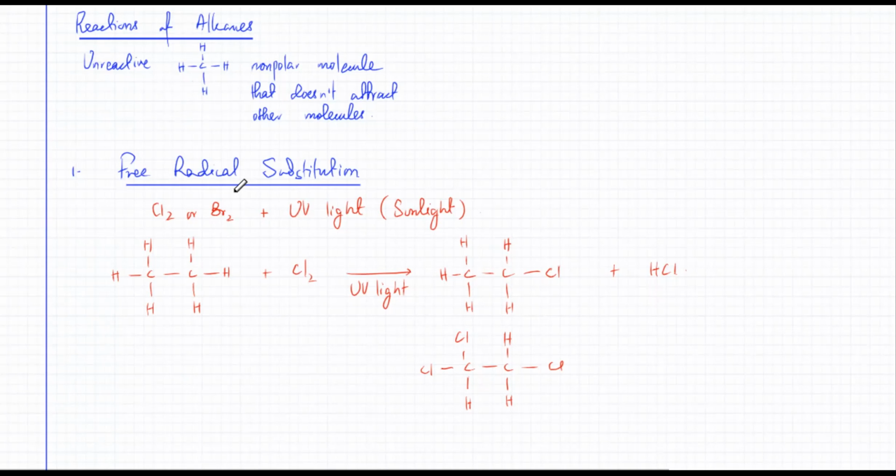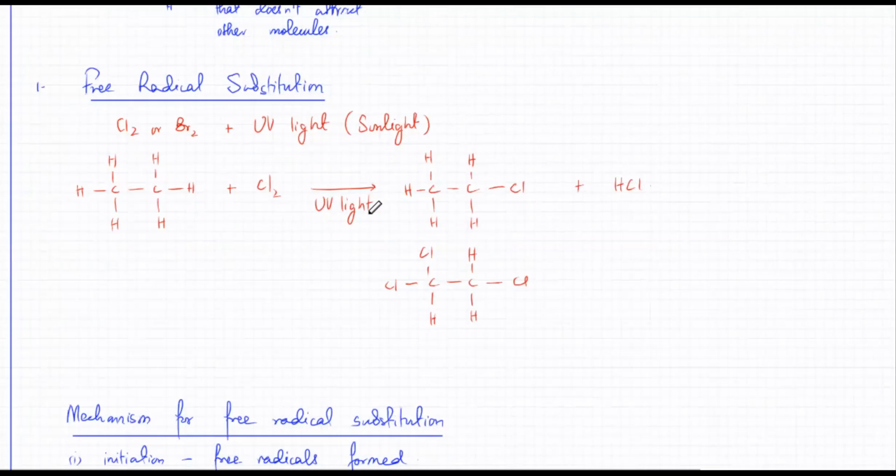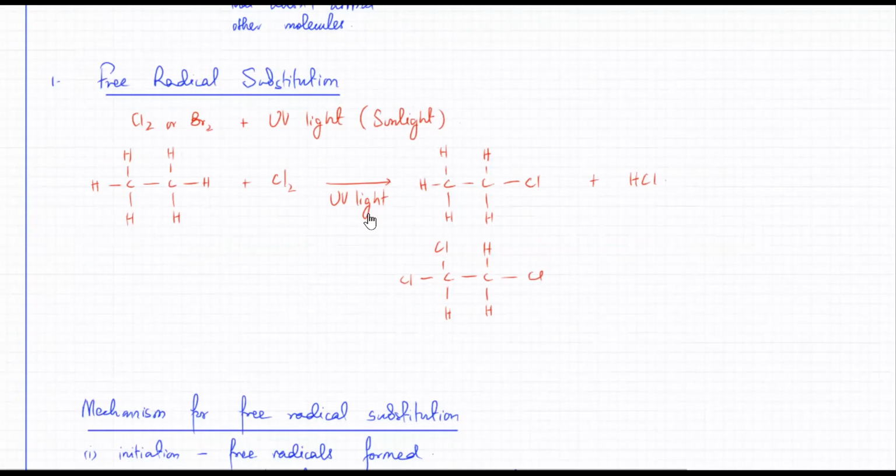The first reaction, and probably the only reaction that we're going to discuss, is free radical substitution, where you have Cl2 or Br2 in UV light, they're going to react. What's going to happen is that one of the H's or multiple H's would get substituted by Cl atoms. Many H atoms might get substituted during this reaction.